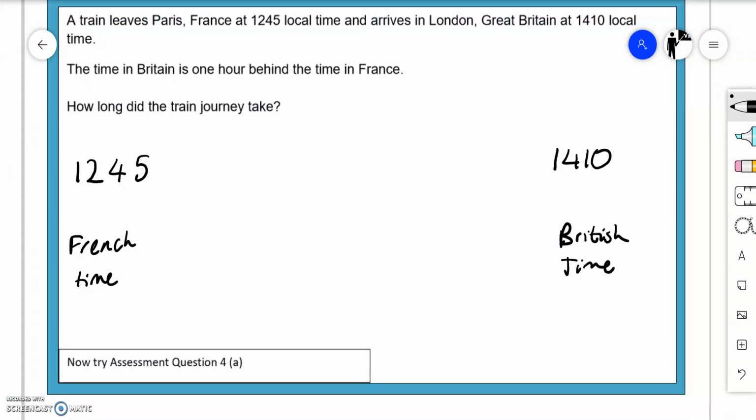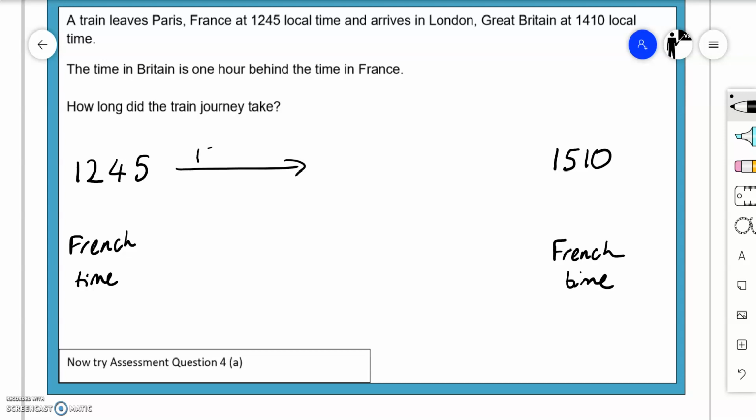So this time I'll change them both to be French time. So if the time in Britain is 1 hour behind what it is in France, so if it's 3 o'clock in France, it's 2 o'clock in Britain. Or if it's 2 o'clock in Britain, it's 3 o'clock in France. I'm going to convert this here to be French time. As long as they're both in the same time zone, we're happy.